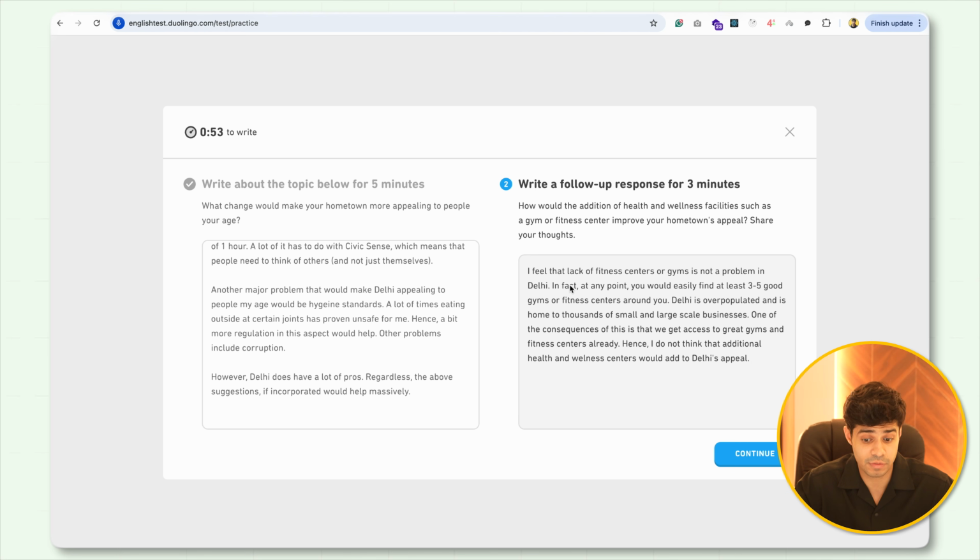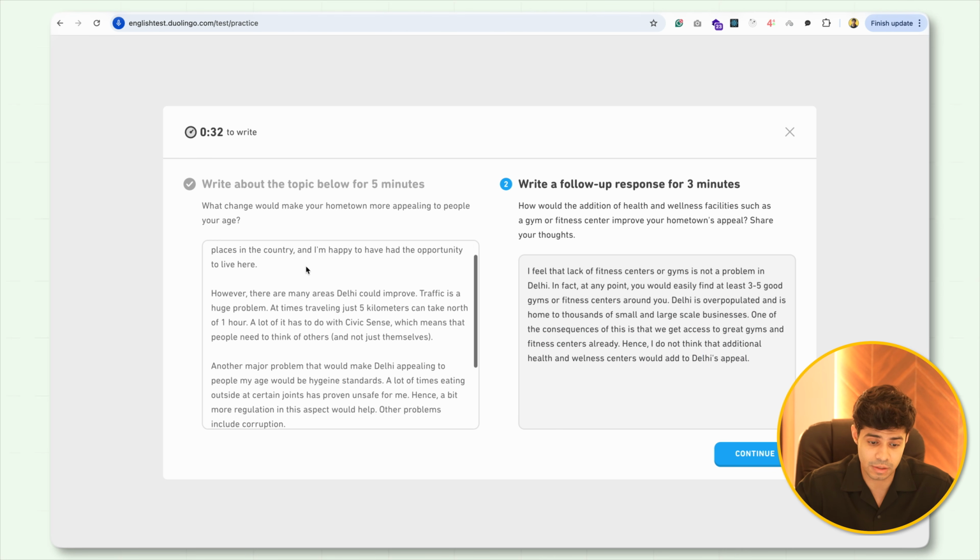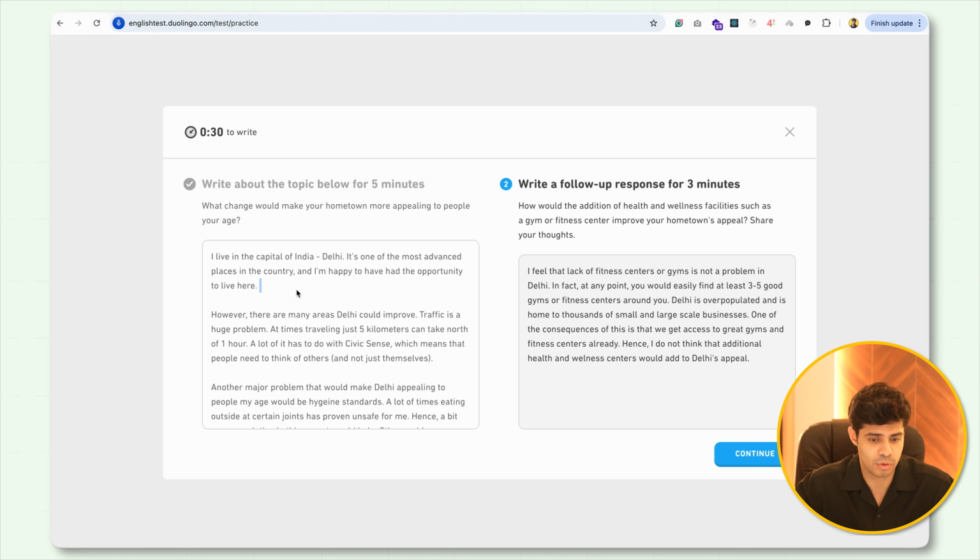And you just want to verify everything. I feel the lack of fitness centers or gyms is not a problem in Delhi. In fact, at any point, you would easily find at least 3 to 5 good gyms or fitness centers around you. Delhi is overpopulated and is home to thousands of small and large scale businesses. One of the consequences of this is that we get access to great gyms and fitness centers already. Hence, I do not think that additional health and wellness centers would add to Delhi's appeal. And this one, I don't think I can change anymore. So overall, it looks good, and I don't see any grammatical issues over here. I'm going to say continue.